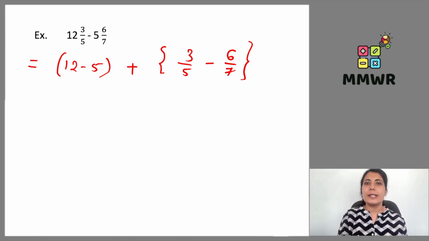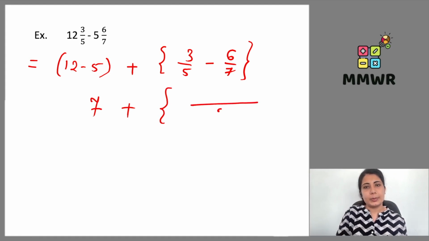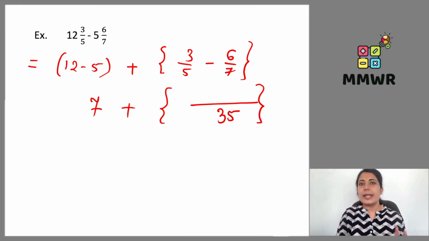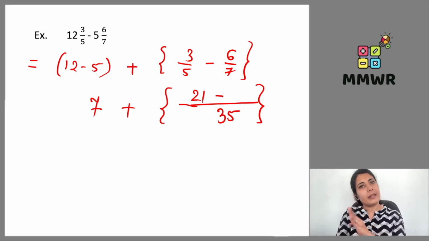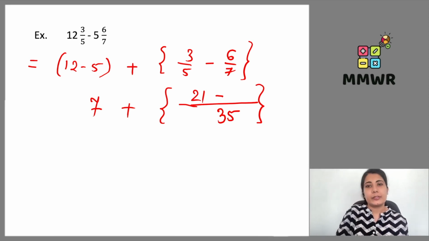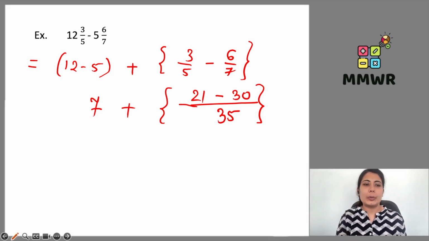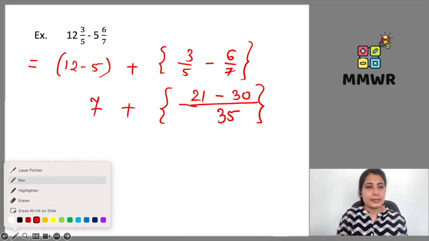Okay, now 12 minus 5 gives me 7 here, plus 3 by 5 minus 6 by 7. I simply have to take the LCM, which is 35. 5 I have in the denominator of 3, so I will be multiplying it by 7. So 7 3s are 21. Minus 6 by 7, which means I have to multiply here by 5. So 6 5s are 30. So here is where the problem arises, right?